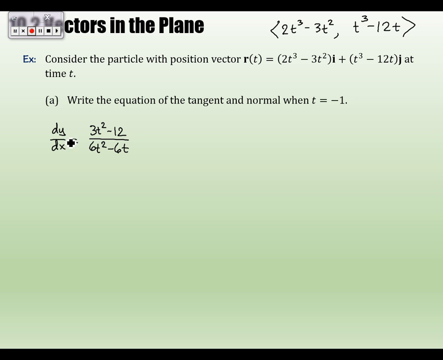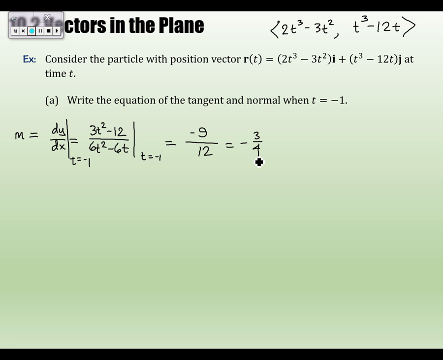And t is -1, so evaluating this when t is -1, this will be like our m value, our slope, right? So everyone plug that in. I'll do it too, and we can compare our answers. Let's see, -1, so 3 minus 12 is -9, and 6 plus 6 is 12. Can someone check me on that? Yeah. Okay. Yeah, I did that right. Okay, good.